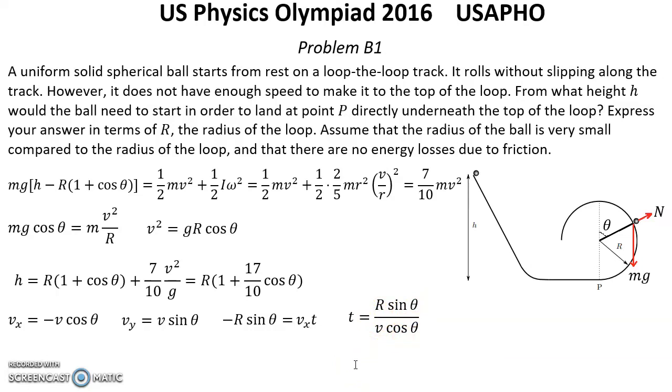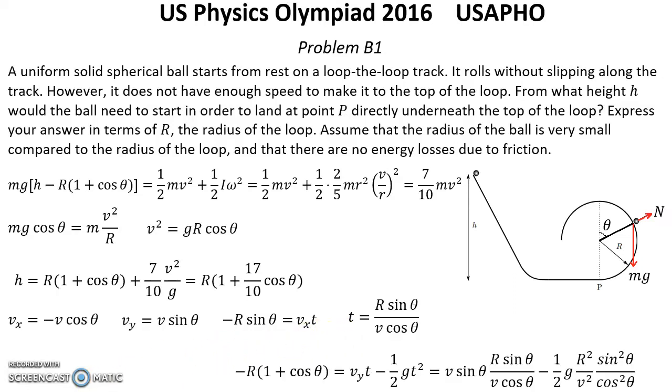The next step is to input this time into the expression for total vertical displacement. For vertical displacement we have negative r multiplied by 1 plus cosine theta. That must equal Vy t minus 1/2 g t squared. We take the time from here and put it here, and finally this can be simplified to this expression.